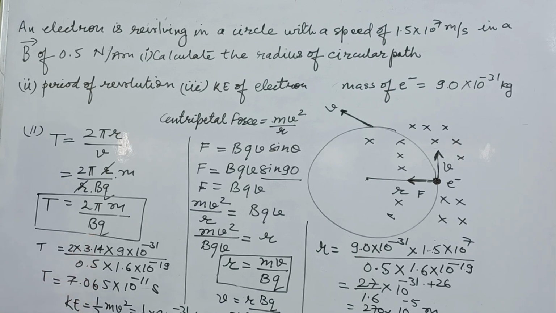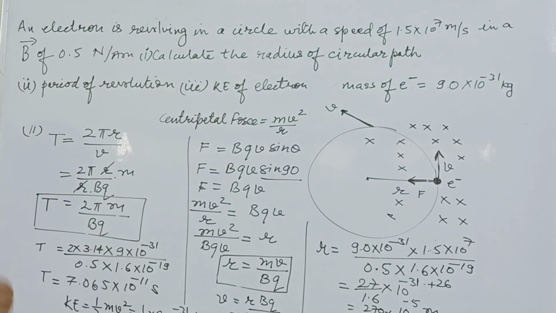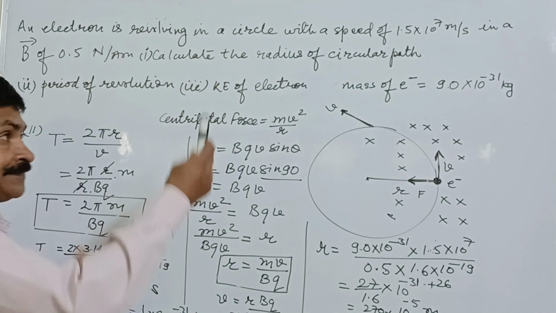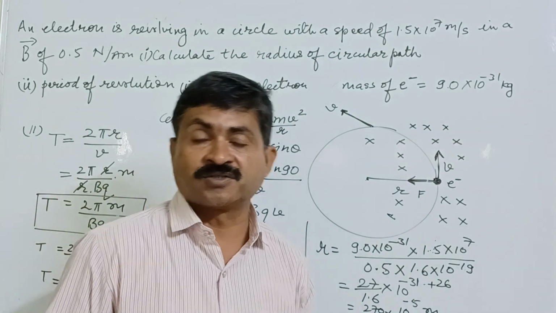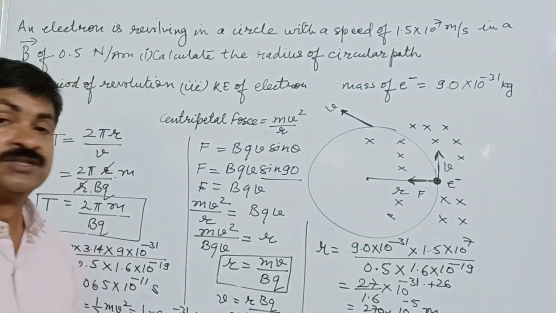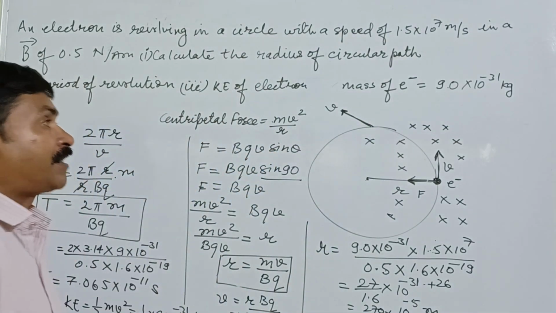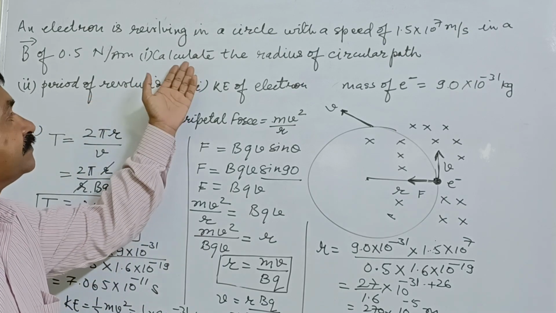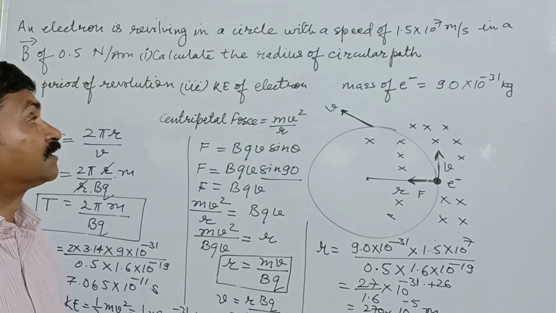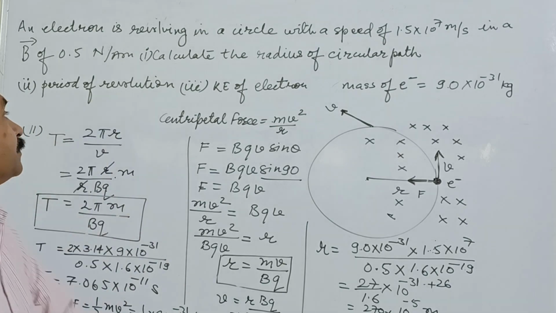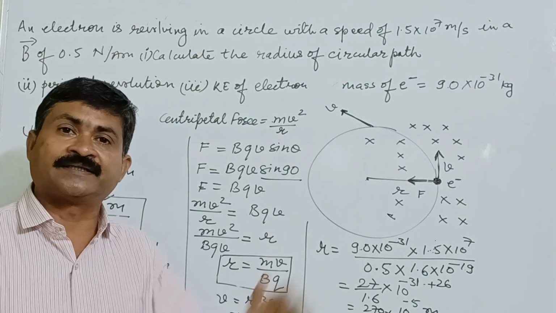और kinetic energy that we know half mv square, we know the velocity which is given to us and mass 9 into 10 raised to the power minus 31 kg. So this way we can determine, calculate the radius of circular path, period of revolution and kinetic energy of electron.